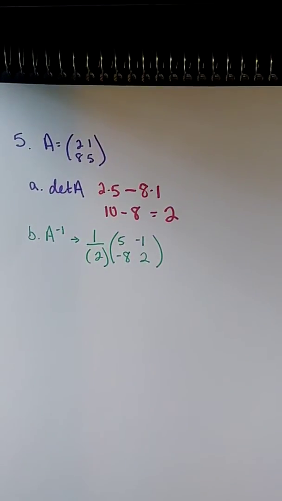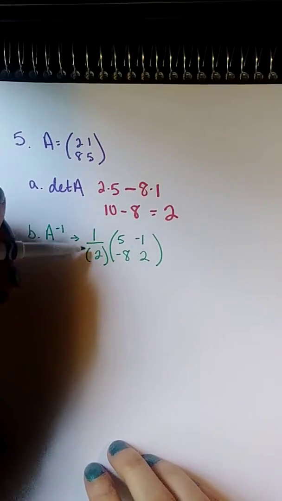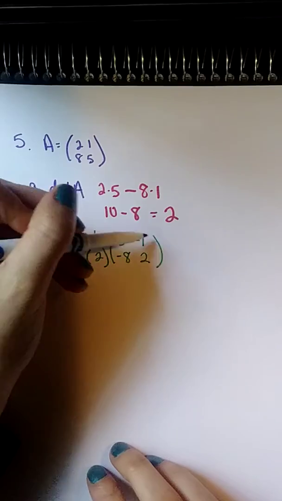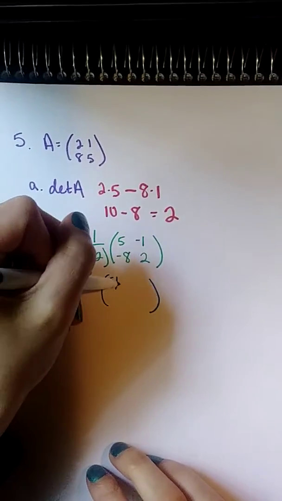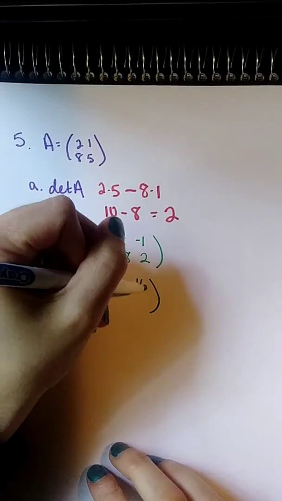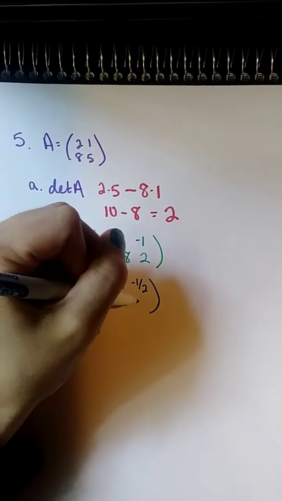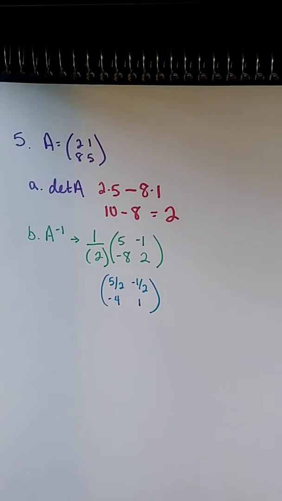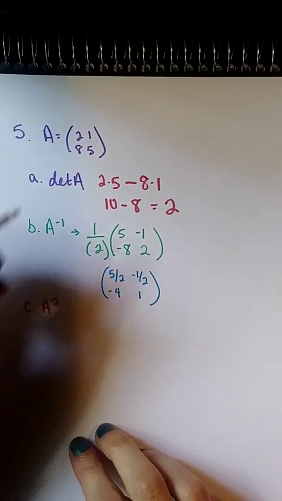So I have my adjugate to multiply by 1 over my determinant. And this is going to give me my inverse. So all I have to do is use this 1/2 scalar, multiply every term inside my adjugate by that. So my new matrix is going to be 5 over 2, -1 over 2, -8 times 1/2 is -4, and 2 times 1/2 is just +1. This is my inverse.